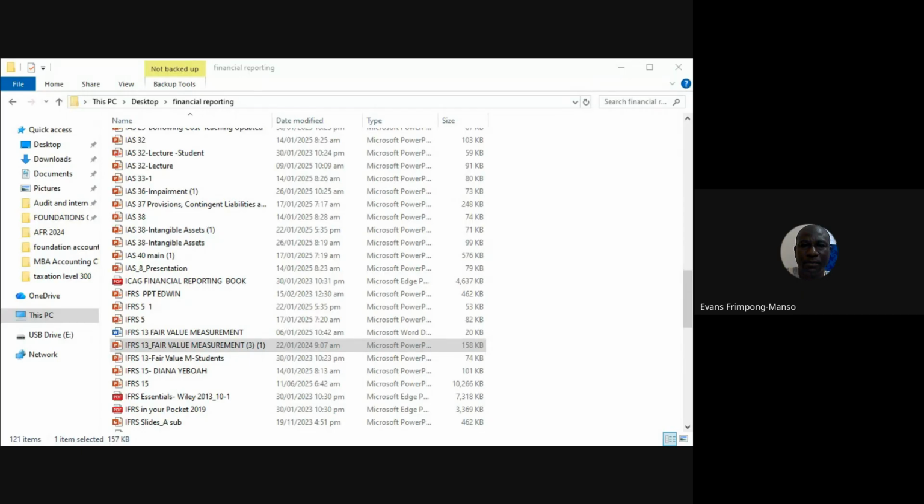Can you see my screen? Can you see the screen? Yes, please. Yes, please. Yes, John. What do you see? IAS 32. Okay, but the writings are very small. And that is not what I want to see.